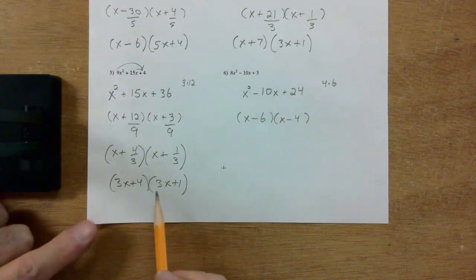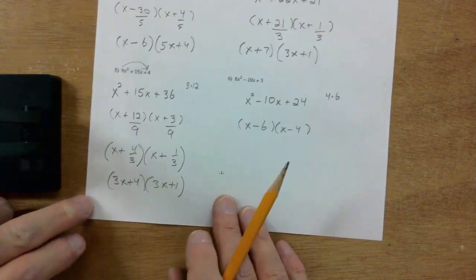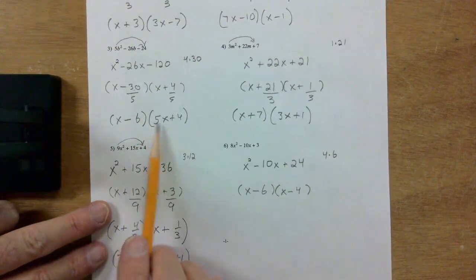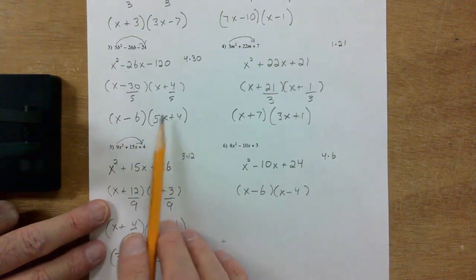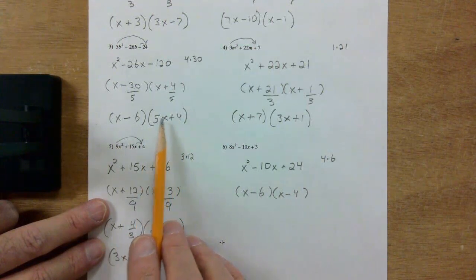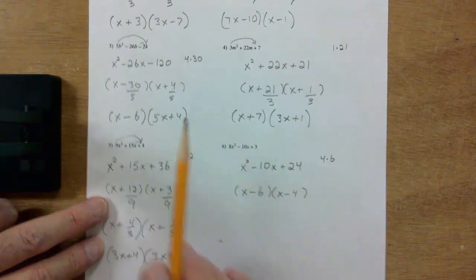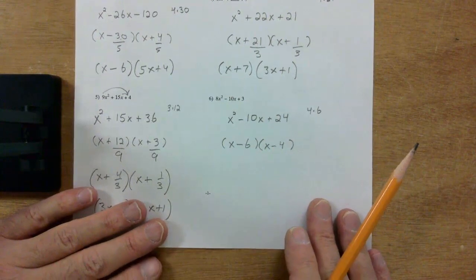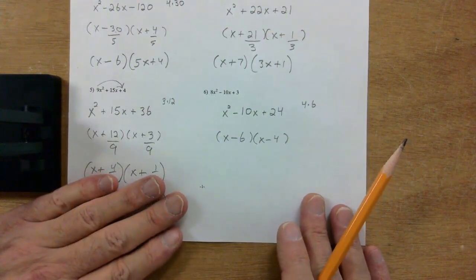It's okay if your answer is flipped around here. Once you get to the final answer, like this one up here, if the 5x plus 4 was in front, that's okay, as long as it's 5x plus 4 and not 5x minus 4. All right. Next one, 8.